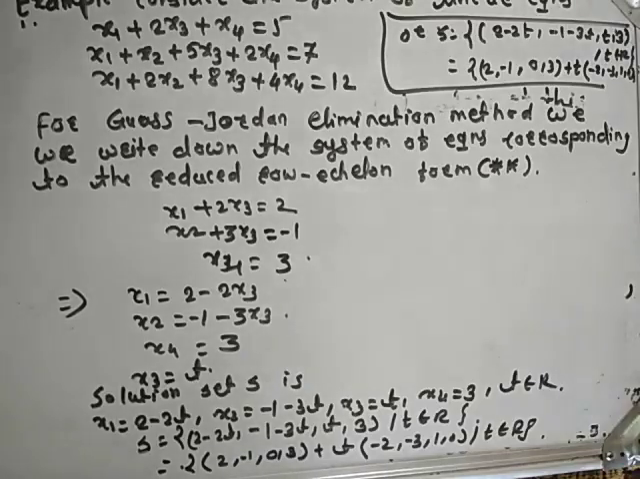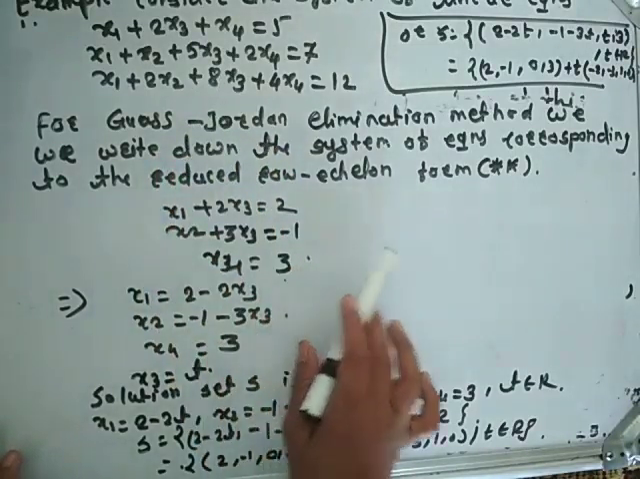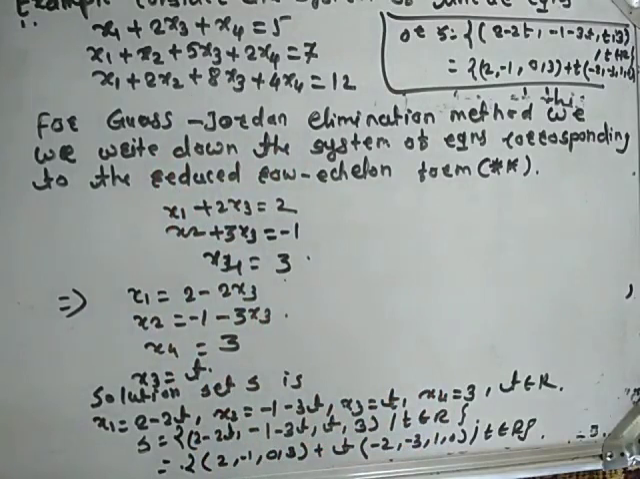Okay, we will stop here. Before that, keep in mind that if we have to solve a system of linear equations by using the Gauss-Jordan elimination method, first of all we write down the augmented matrix of that system, then reduce it to reduced row echelon form, and write down the system of equations corresponding to the reduced row echelon form. Solve it. Okay, we will stop here.